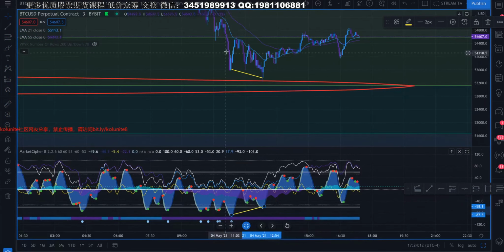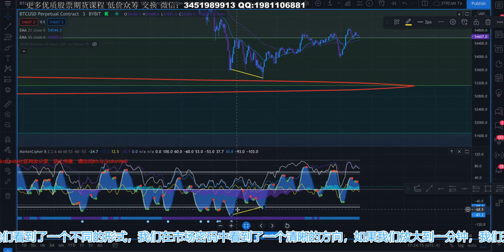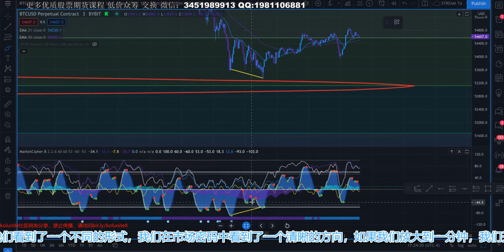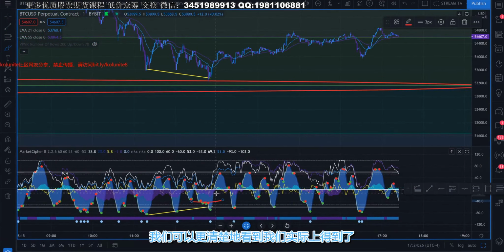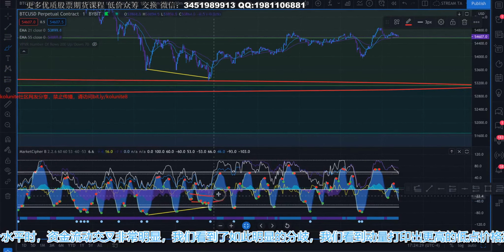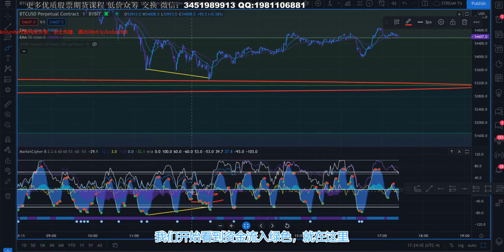And when we see price coming down to these areas and we're seeing a divergence form, where we're seeing a clear direction in Market Cipher and the money flow curving to the upside, if we zoom in even more to the 1 minute, we can see even more clearly that we're getting a very clear money flow crossover as we're touching down to this level. And we see just such a clear divergence. We see momentum printing higher lows, price is forming lower lows, and we're starting to see money flow crossing into the green right here, right?